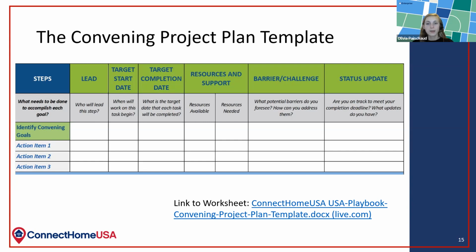Both the resources and barrier columns are your chance to assess the action item and how your team will achieve the goal. Take time to understand what resources your core planning team has available and any challenges you may face during the process. And finally, a status update will ensure all members of the team are aware of progress for each of the goals and action items. On the next slide, we'll see a snapshot of the larger template.